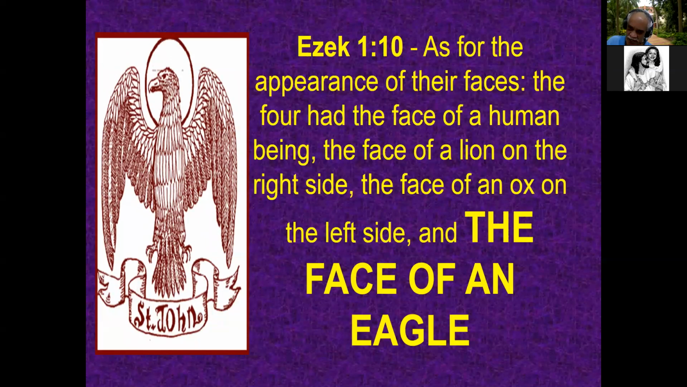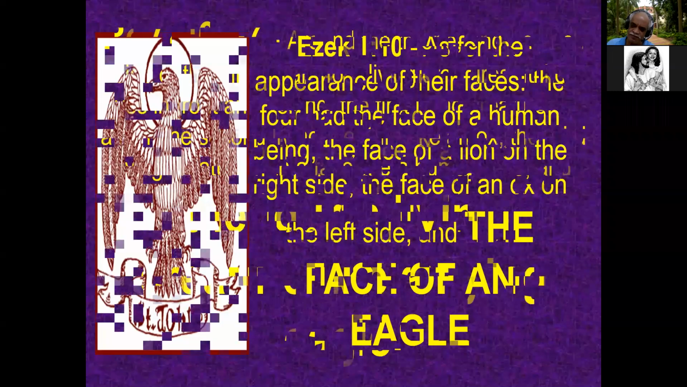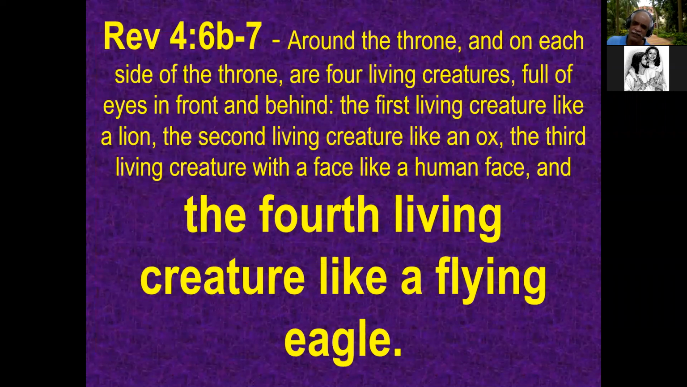According to Ezekiel, who spoke about that creature, that figure with four faces, one of the faces was the face of an eagle. And in tradition, John has been identified with an eagle. That is why the symbol used for the gospel of the evangelist John is that of an eagle. This is also mentioned in the book of Revelation, where the fourth living creature is like a flying eagle.